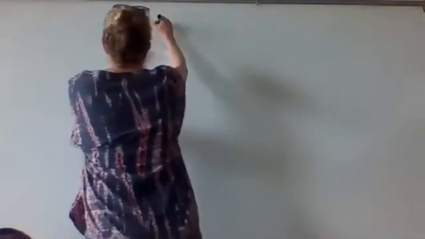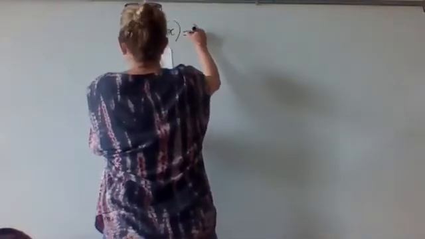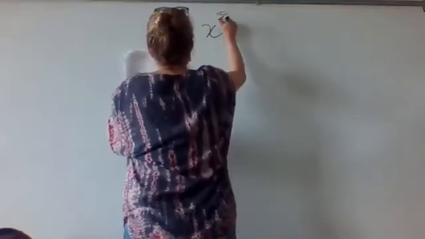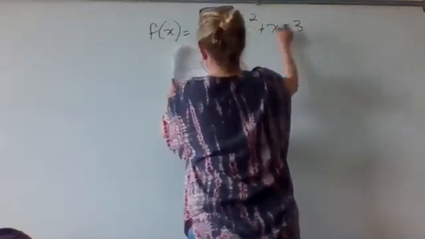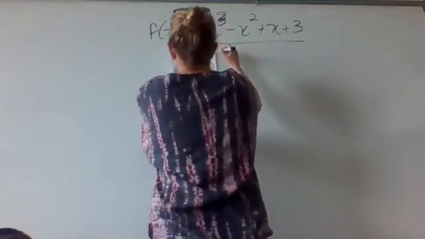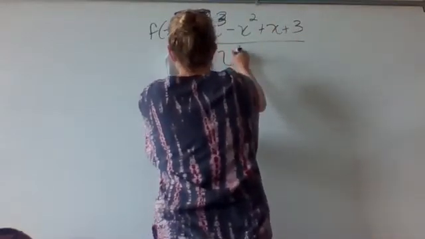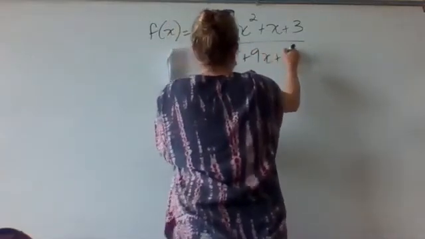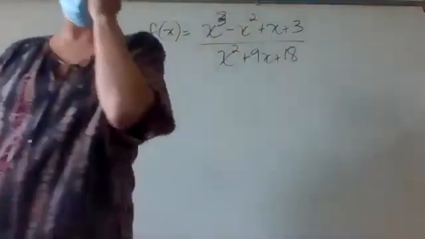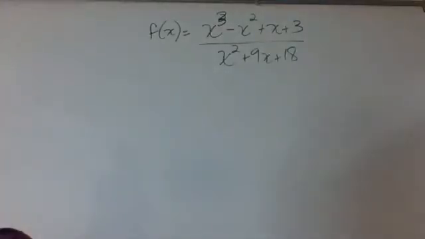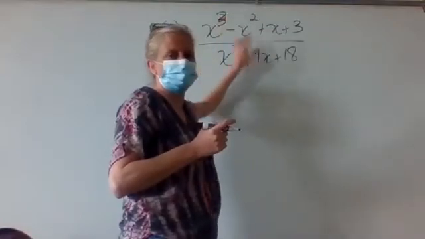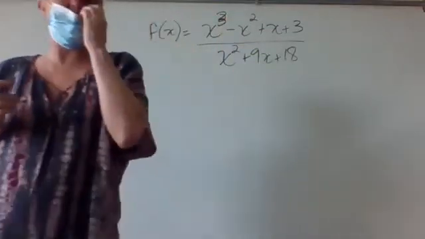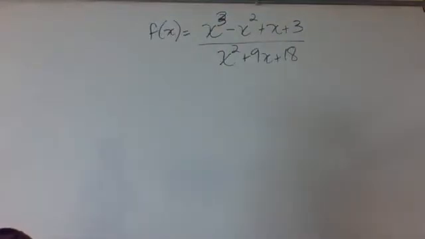All right, number 17 says find the domain of this function. F of x equals x to the third minus x squared plus x plus 3 over x squared plus 9x plus 18. Now, remember, when you are finding the domain of a rational function, you just want to find the zeros of the denominator. You don't even care about what's in the top.